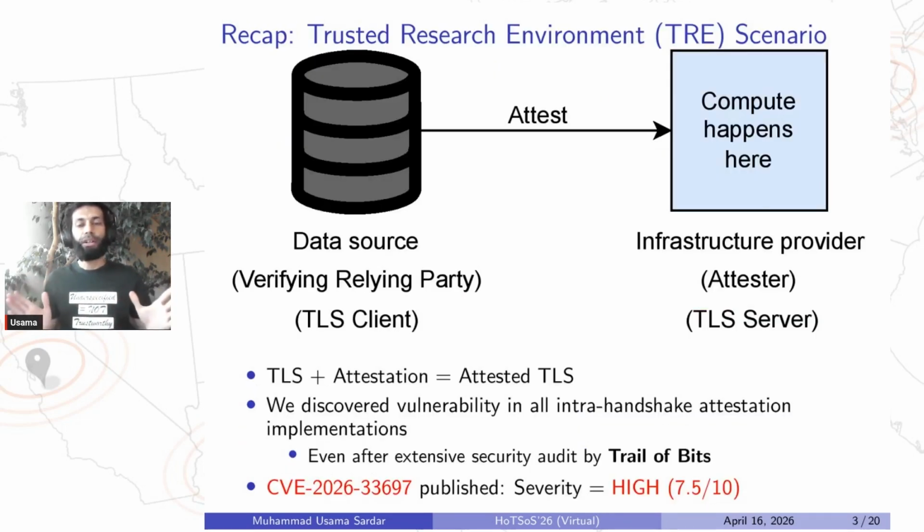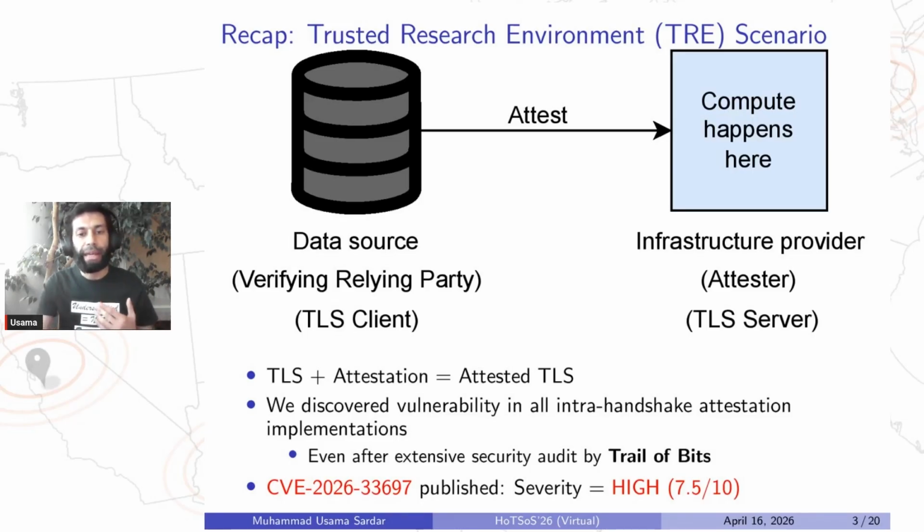So to give you an idea of what I'm going to talk about, we have the data source on the left. We have the infrastructure provider, which is doing all the computation happening on that device. From a remote attestation perspective, the right thing is the attester and the left thing is the verifying relying party, the terminology from RFC 9334. Below that is the TLS perspective, meaning that the left thing, the data source, is basically the TLS client, and the right thing is the TLS server, acting in those TLS roles. Attested TLS, as I said, is a combination of both.